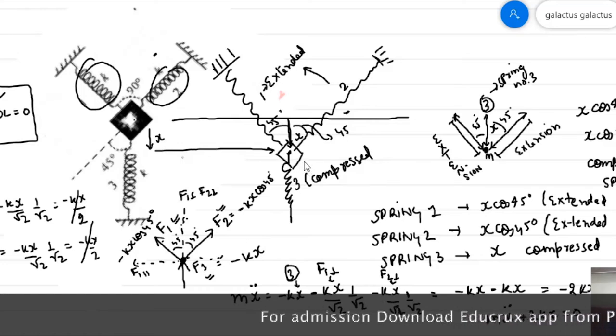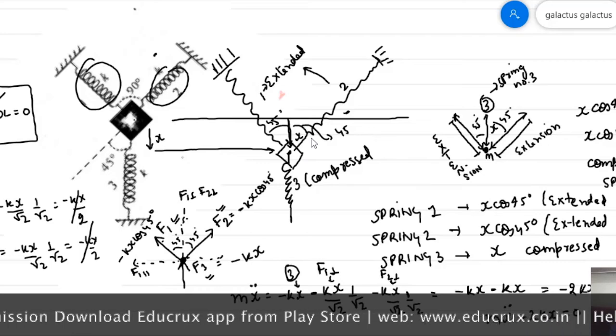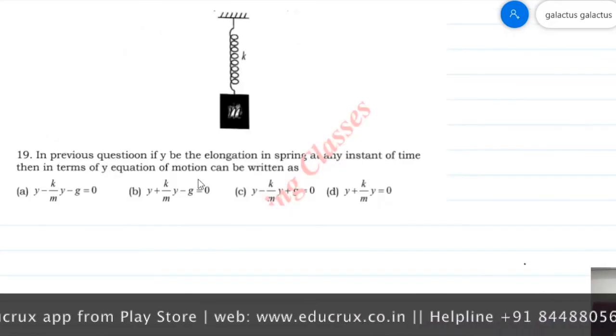Okay, so this finishes our discussion on question number 17, and we will move forward to another question. So let us now solve question number 19.